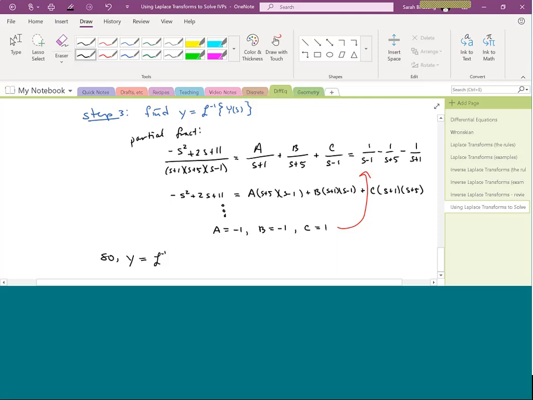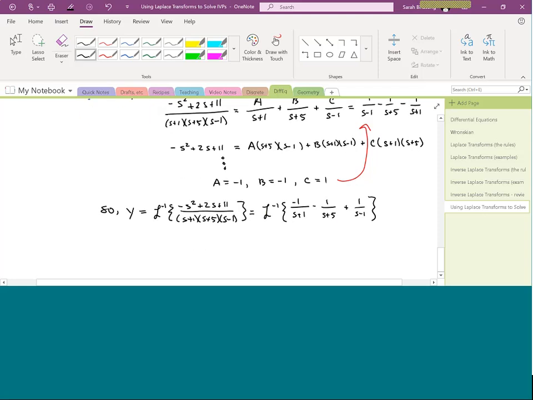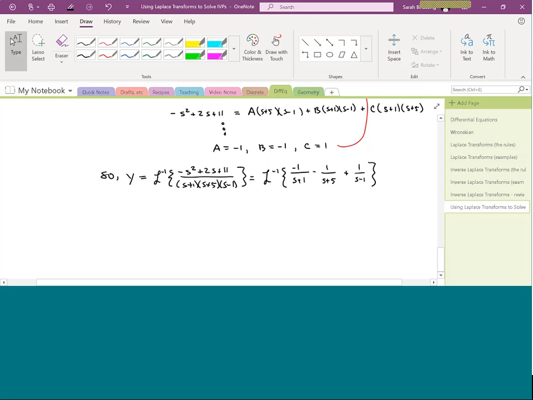So here's what we actually care about. Our solution y is the inverse Laplace transform of negative s squared plus 2s plus 11, all divided by s plus 1, s plus 5, s minus 1. And what we just found was that fraction is the same as 1 over s minus 1 minus 1 over, and I'm going to go back to the original way because I want to point something out. The original way, plugging in the values, would be negative 1 over s plus 1, then negative 1 over s plus 5, and then 1 over s minus 1. That was what I was trying to avoid before, the negative on the first one. Oh, well.